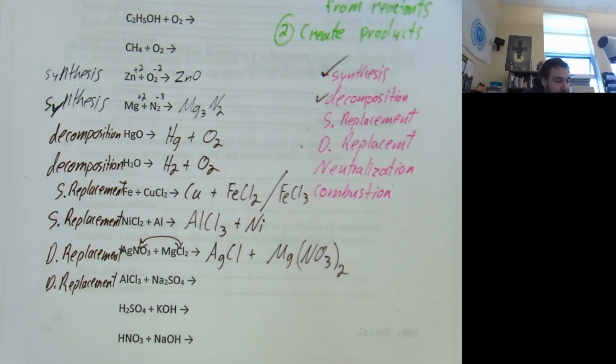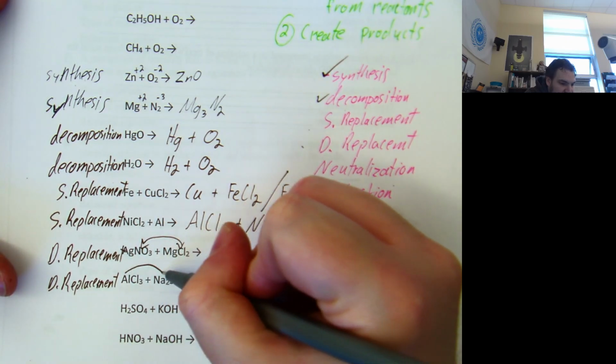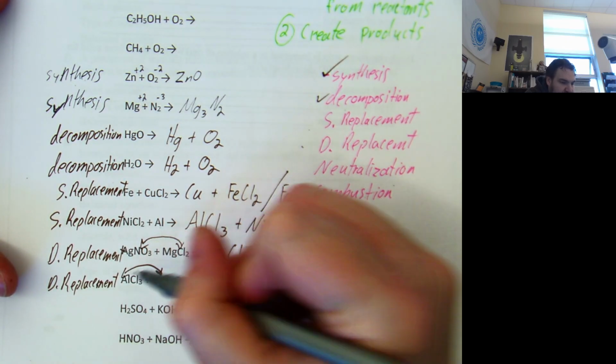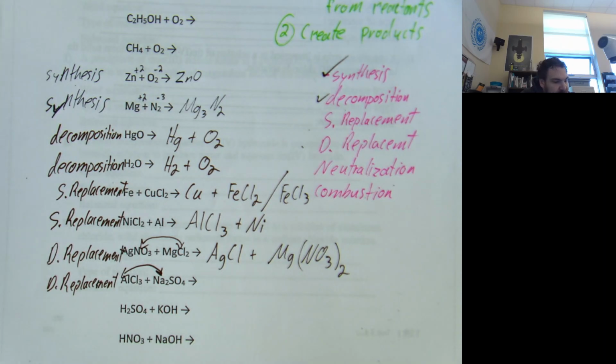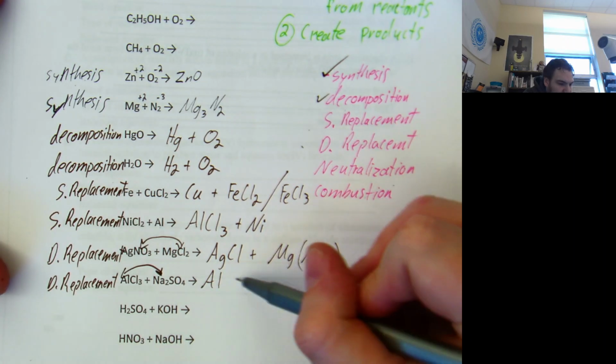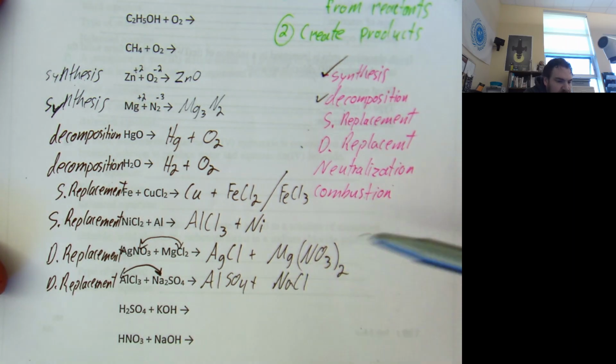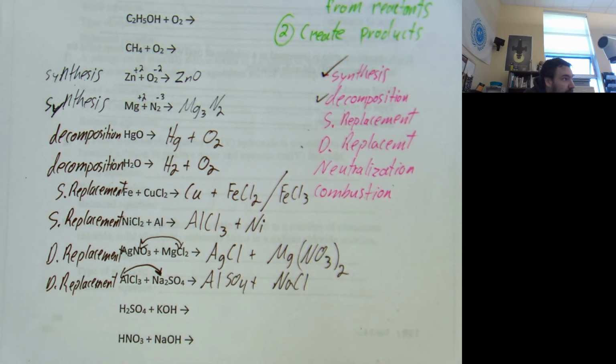What's going to swap? Someone said the Na is going to go with the Cl. So the Na and the aluminum are going to swap spots. So you're going to get aluminum with SO4. You're going to get sodium with chlorine. And now we have to build the thing properly.